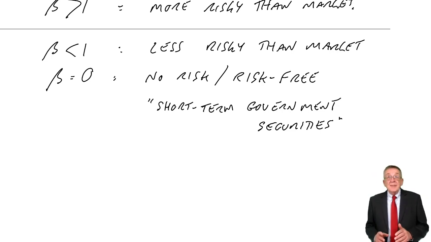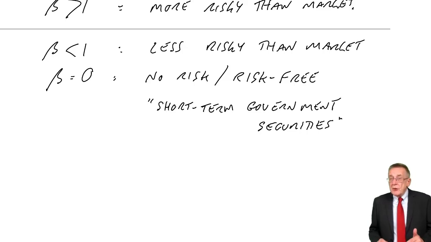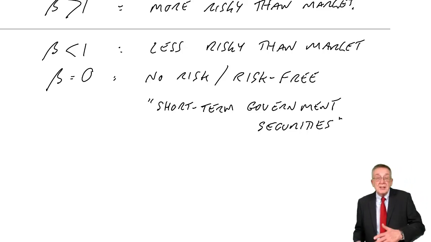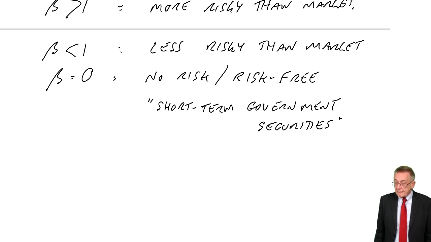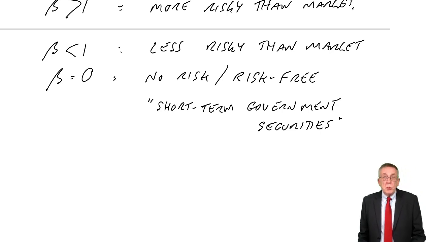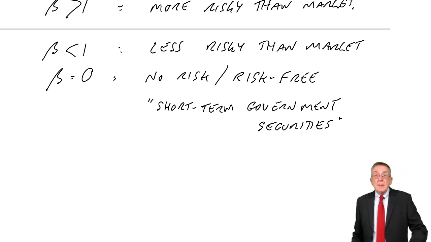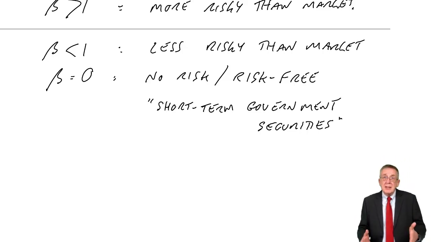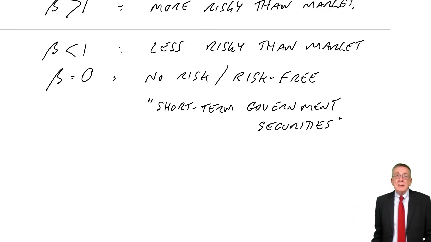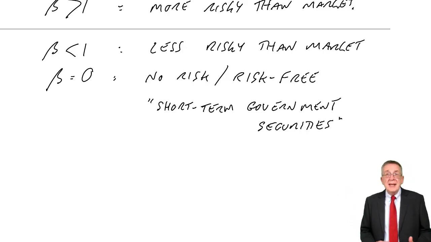So beta, the way it measures risk, it's always relative to the market. Again, a beta of 2, we're twice as risky as the average. A beta of 0.5, we're half as risky. How betas are actually calculated is not in your syllabus. You'll be told what the beta is, but I will tell you later briefly how they calculate it. But they are published. You can look up on the internet for major companies what the beta is.